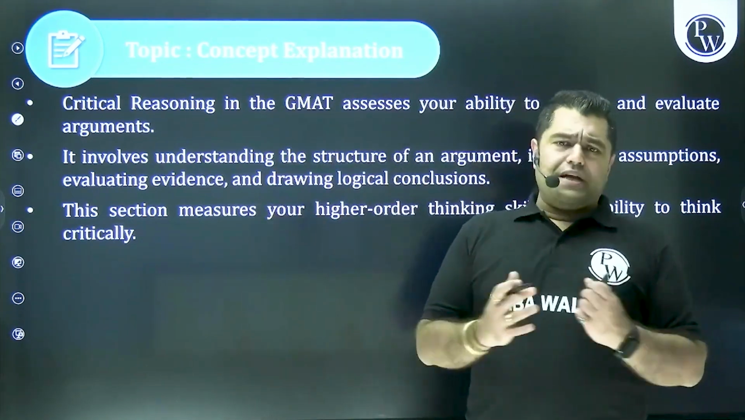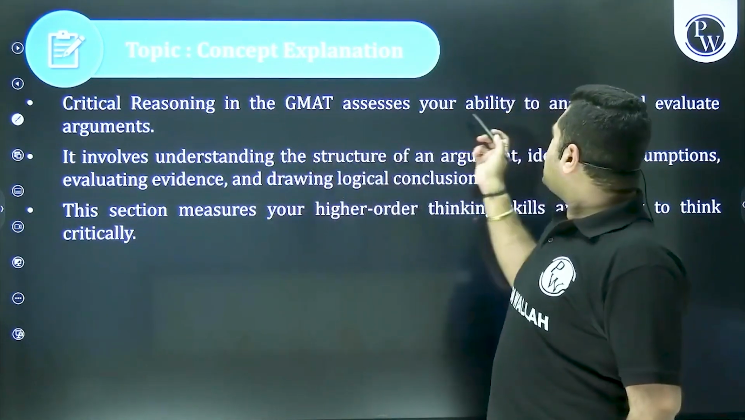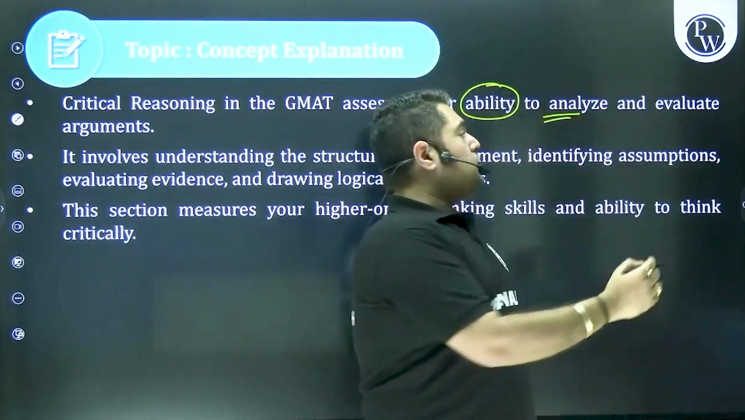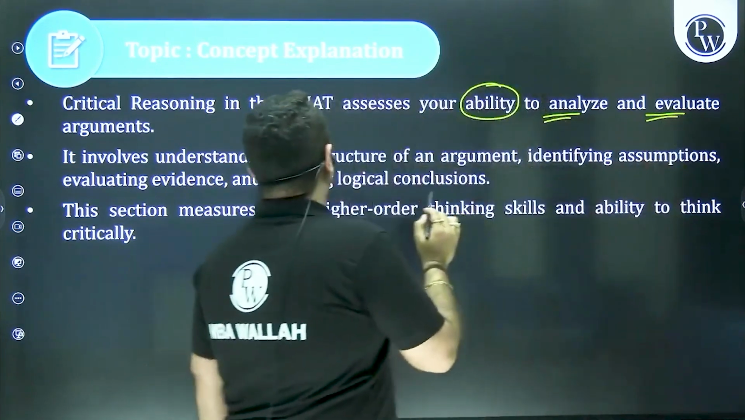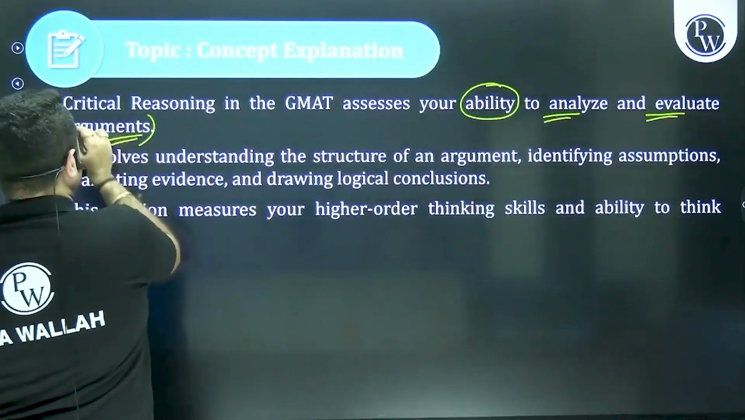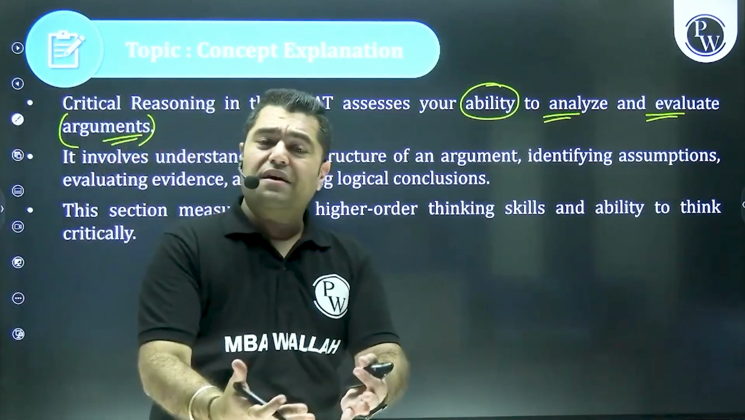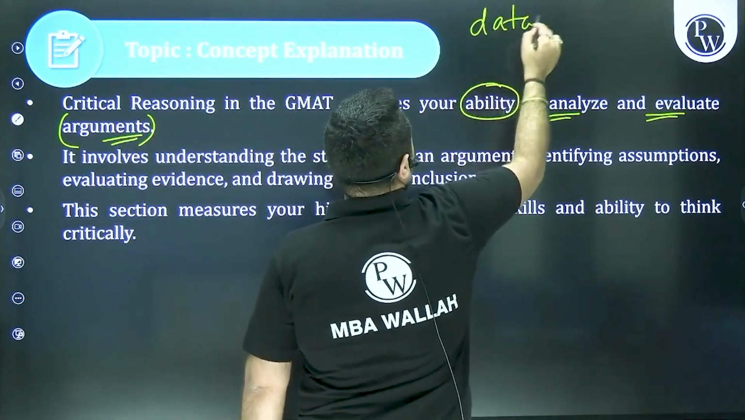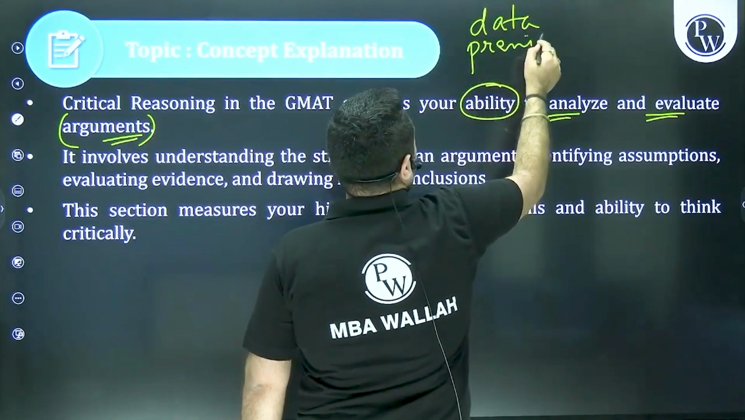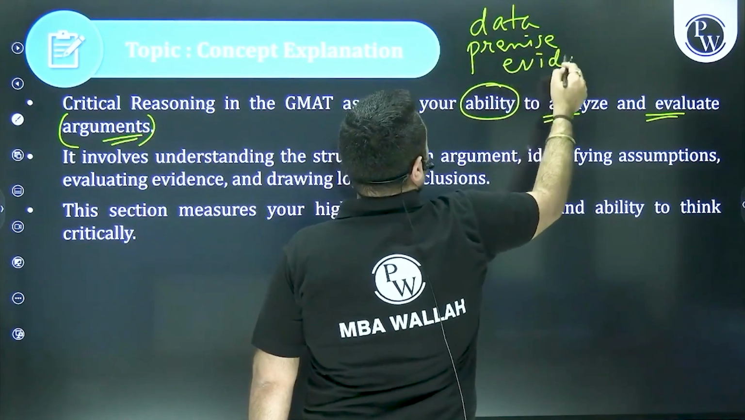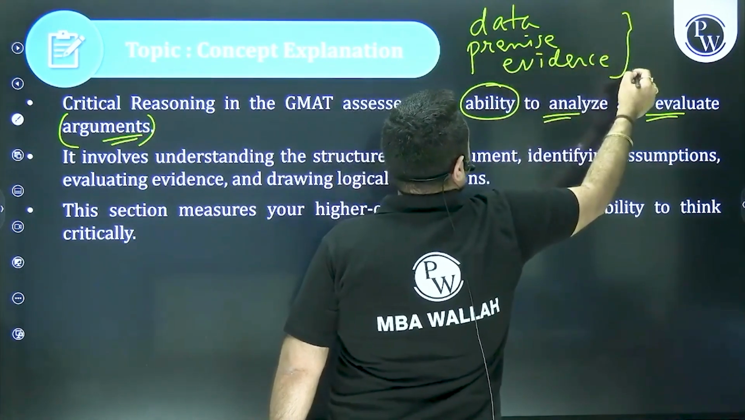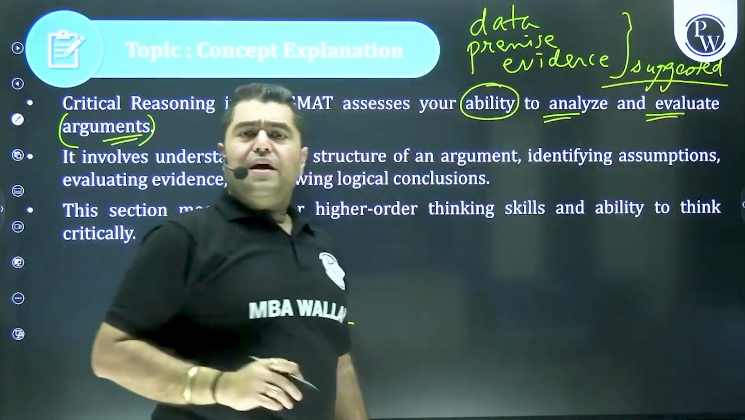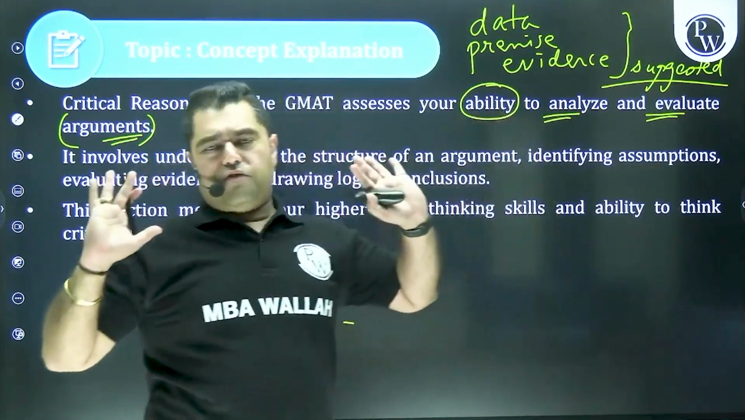So when we talk of critical reasoning, it basically assesses your ability to analyze and, most important, to evaluate arguments. Now, first of all, let us take this term. What is an argument? An argument is anything that is some sort of data, some sort of premise, or any kind of evidence which is suggested or stated by the author. That is the factual part of the passage.